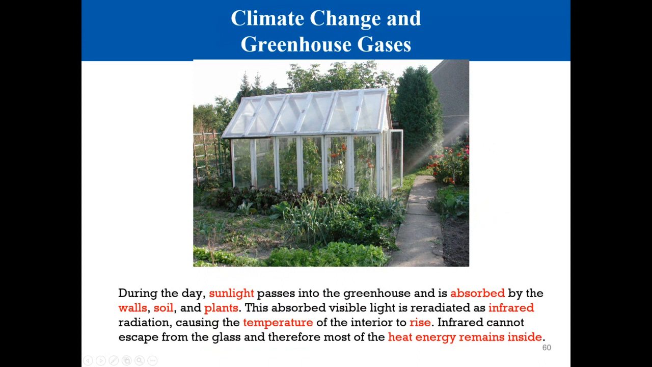But once it is absorbed, the various entities inside the greenhouse can re-emit the energy. They emit it in the form of infrared. The infrared will cause the temperature to rise inside the greenhouse. But infrared cannot escape from glass. So in theory, all the energy that was received during the daytime will be trapped inside.